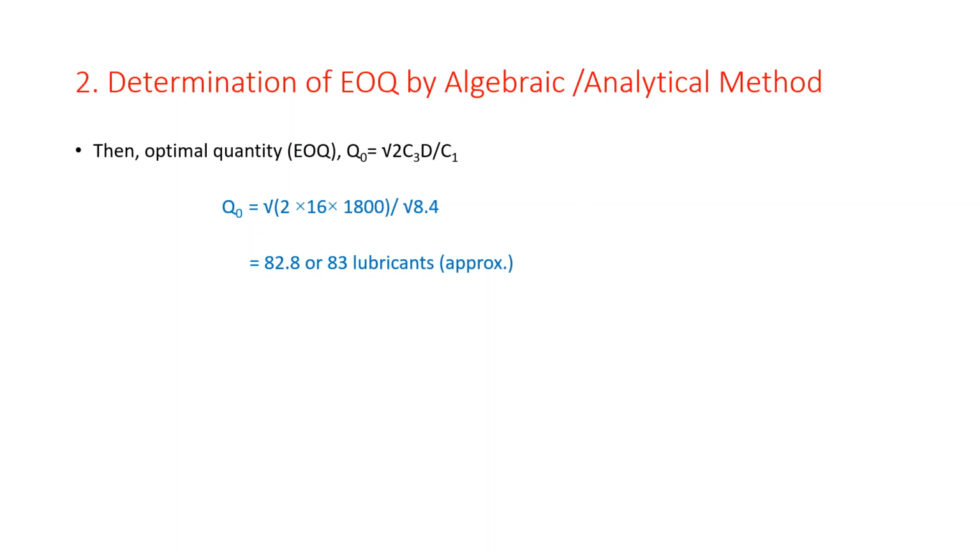Here we consider D as the total number of units, so the total number of units is 1800. Then C is our carrying cost. Consider the ordering cost is 16 and the carrying cost C1 is 8.4. So the root of 2 into 16 into 1800 divided by 8.4, we get 82.8 or 83 lubricants. This is a simple example based on the algebraic or analytical method.